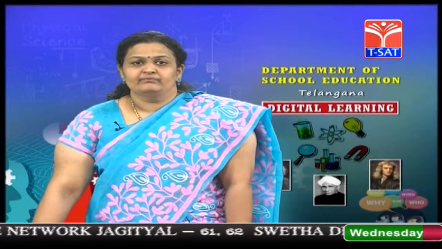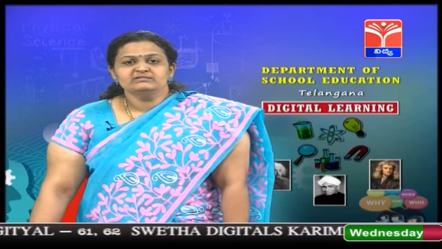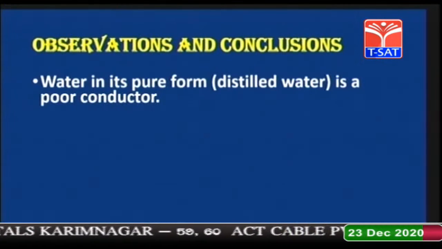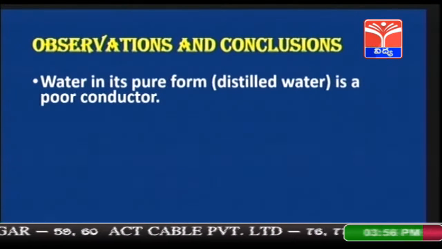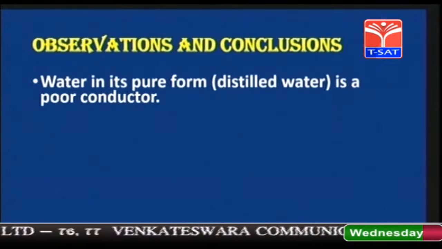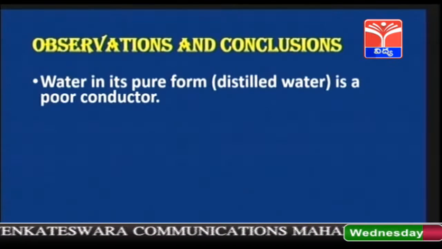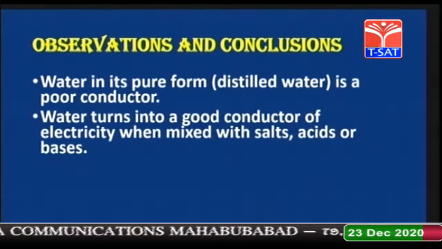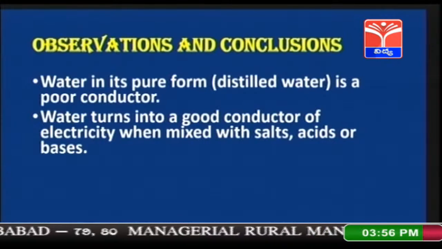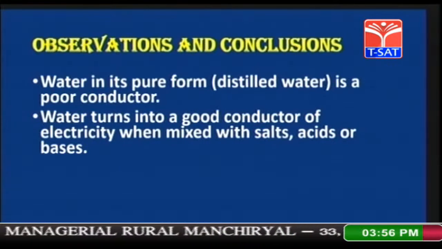Now let us write the conclusions and observations of what we have seen in this activity, children. Water in its pure form is called distilled water. This is a poor conductor of electricity, or a bad conductor of electricity. Water turns into a good conductor of electricity when mixed with salts, acids or bases.